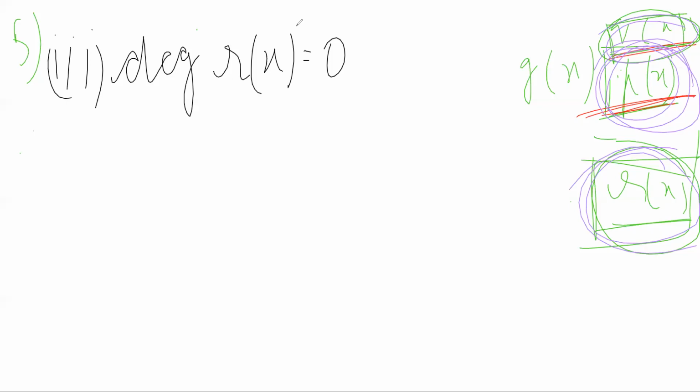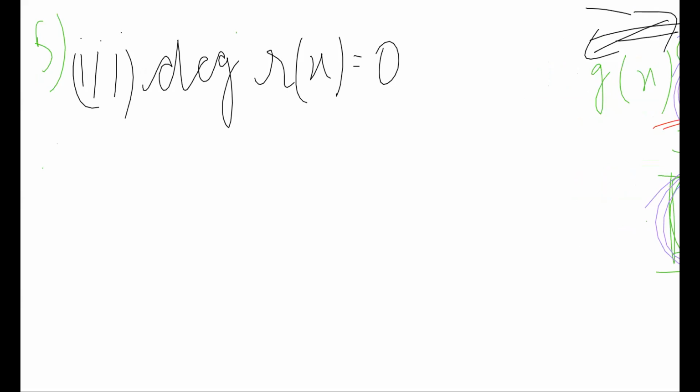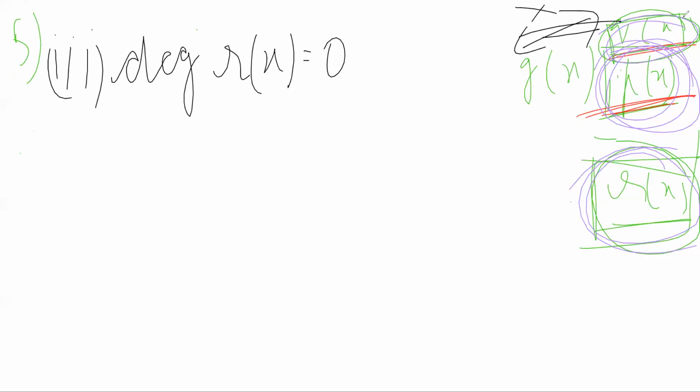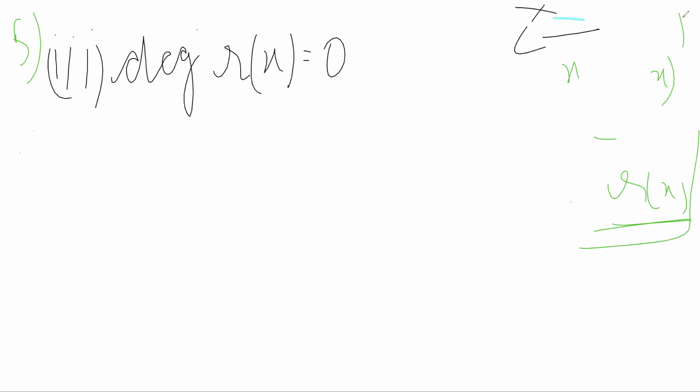Now the third condition is that the degree of r of x must be equal to 0. This is possible, so again you refer to the notes. Just try to figure it out from the notes. This is possible when the product of q of x and g of x, this is q of x and this is g of x, when you multiply, this is possible only when the product of q of x, I think it's messed up. I'll draw a new one.